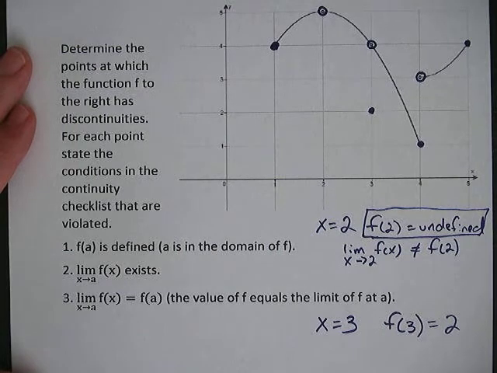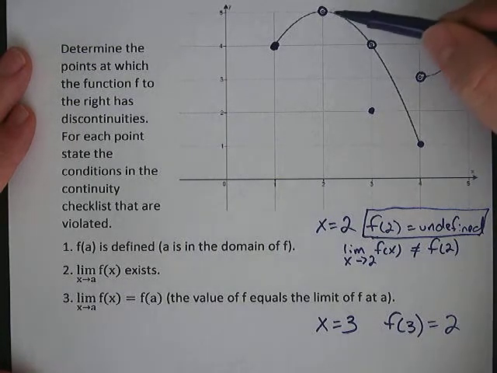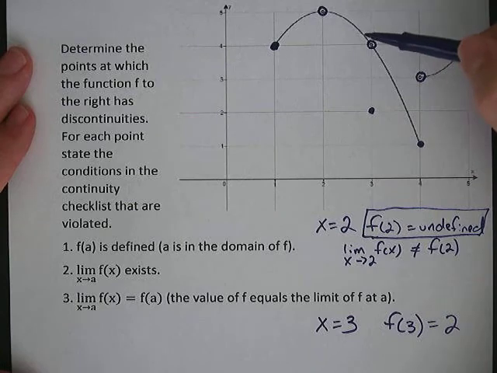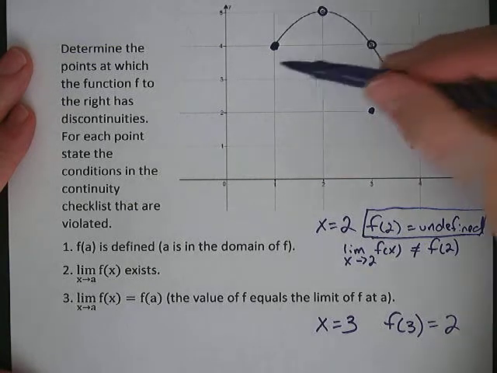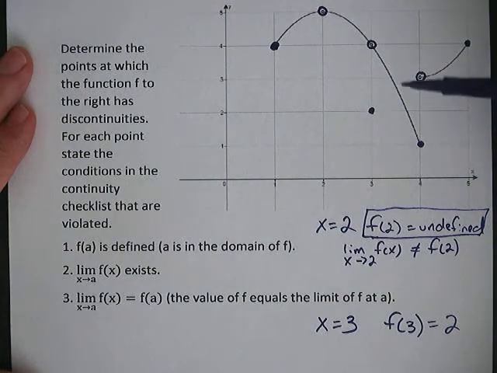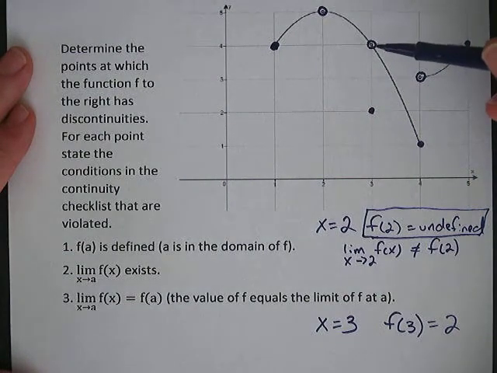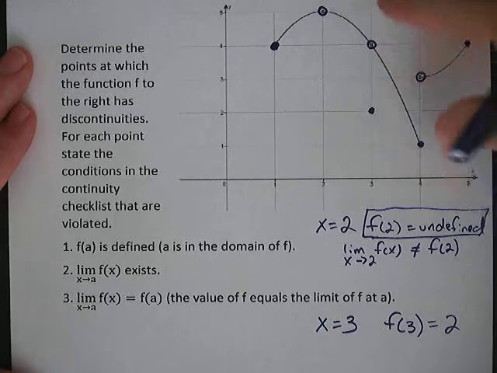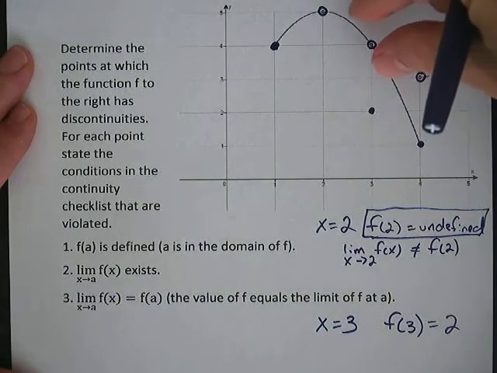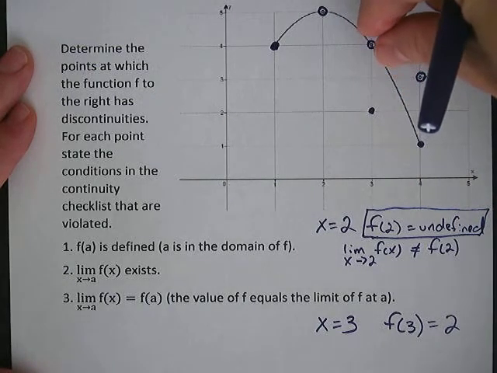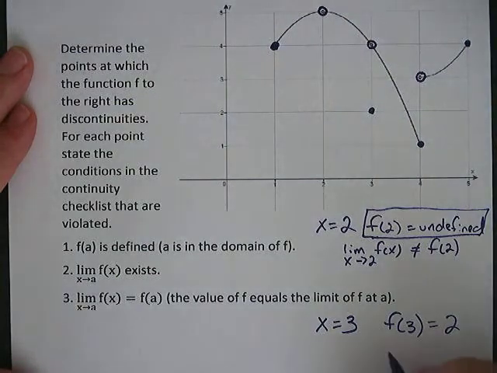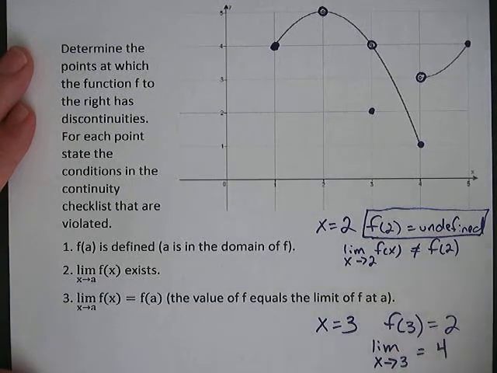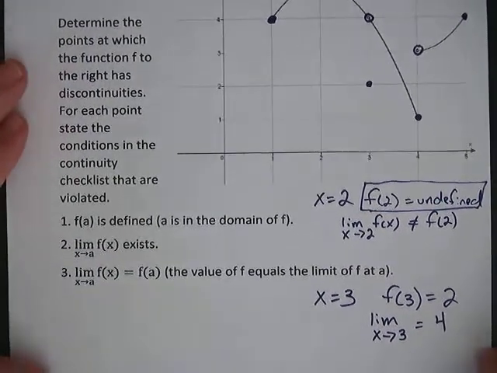Does the limit exist? Well, as I approach from the left, it looks like I'm approaching 4 on the y-axis. As I approach from the right, it looks like I'm also approaching 4. So the limit does exist. From both sides, as we get closer and closer to x equals 3, the value becomes y equals 4. So the limit as x approaches 3 is equal to 4. So the second one passes as well.